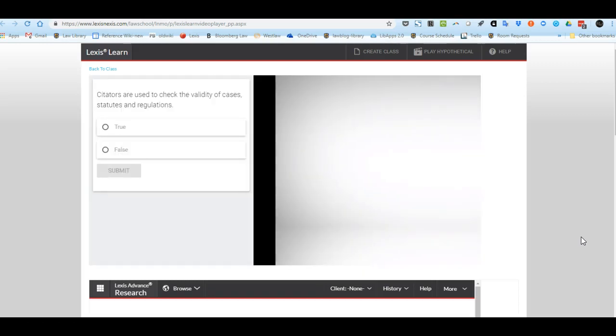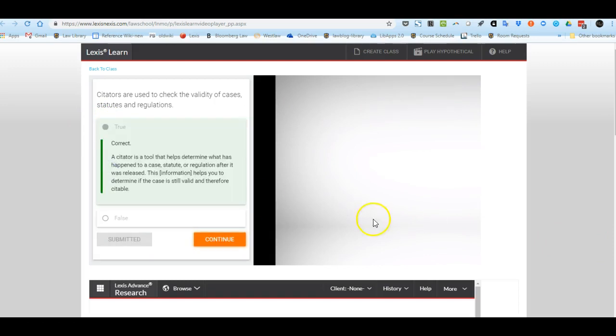Okay, so citators are used to check the validity of cases, statutes, and regulations. How many vote for true? Okay, and how many vote for false? Okay, so let's go for true. Hey, so far so good.